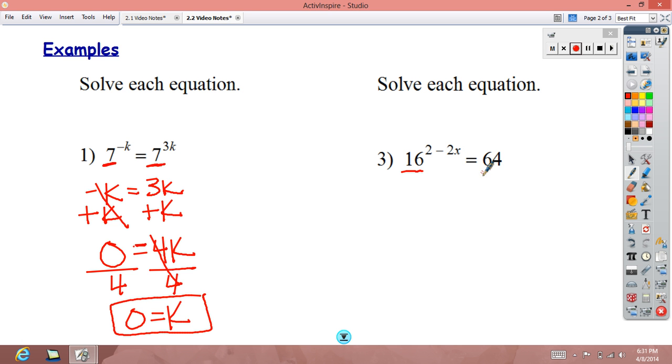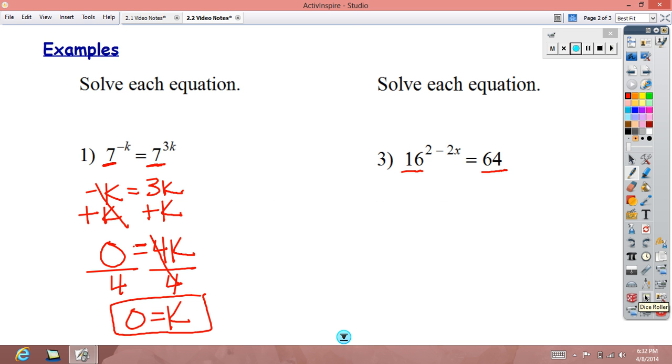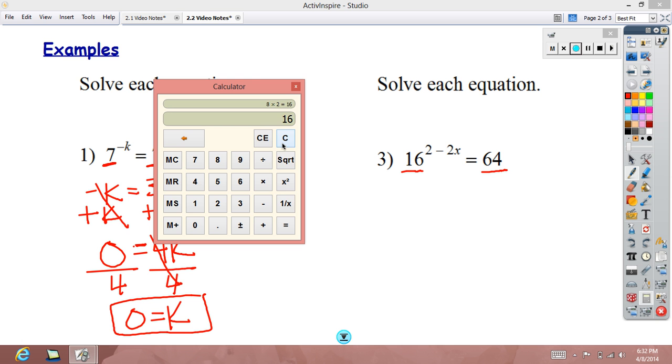For number 3 here, you'll notice the bases are not the same. I have 16 and I have 64. Let's look back at those rules again. I want them to be the same. I can only change them using exponents. I can't multiply 16 times 4 to get 64. Usually I'm going to change all the bases into the smallest base possible. Let's check out our calculator. And again, these are going to become more familiar to you.